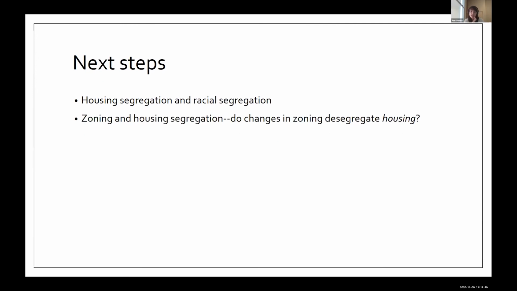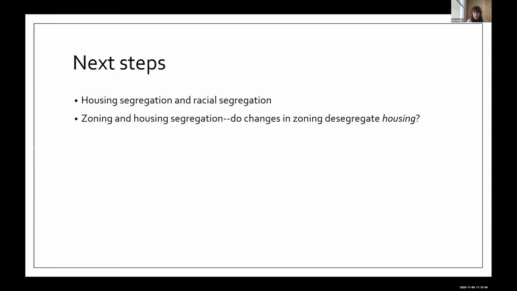So I thank the Lusk Center for launching this project. The next step is to expand this and look at racial segregation. And then I also want to step back and take a look at the data that we do have for municipal zoning and examine whether changes in municipal zoning actually change housing segregation on the ground. I think it's probably a necessary, but perhaps not sufficient, condition.